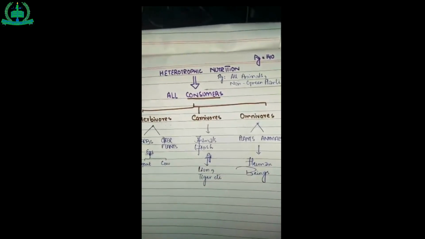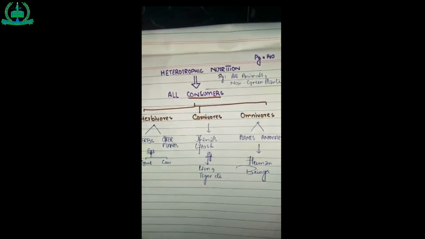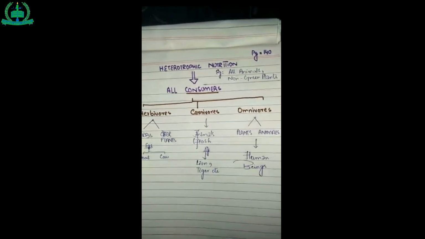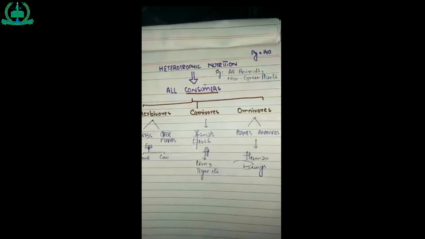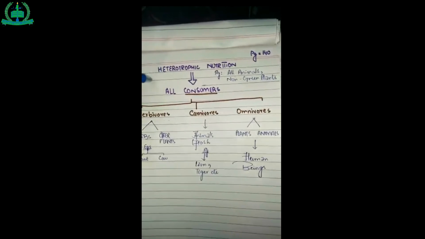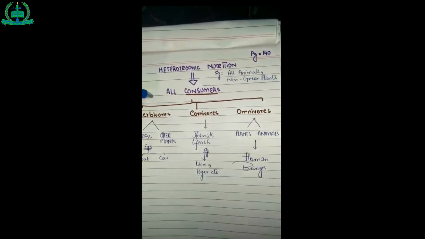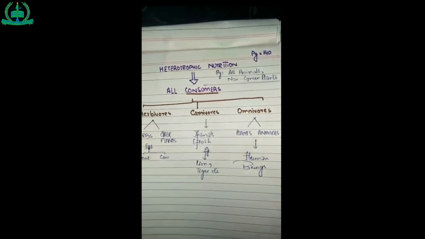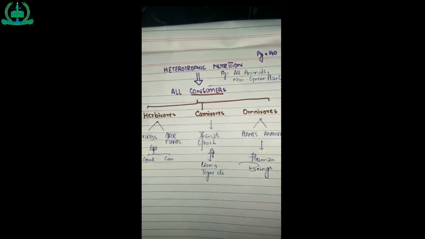Or you can say they feed on other organisms, they take in other organisms, they live on other organisms. It can be of any type, we'll discuss it later. So all the organisms that lie in the category of heterotrophic nutrition are called consumers. All the consumers are unable to make their food. All the consumers depend on other organisms in order to live. So there are three types of consumers. One is herbivore, second is carnivore, and the third is omnivore.